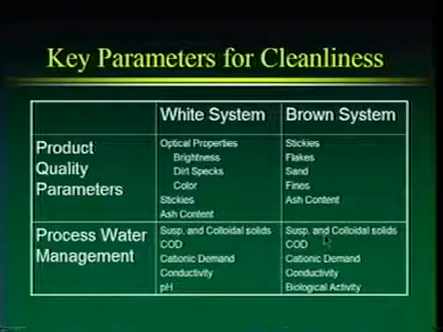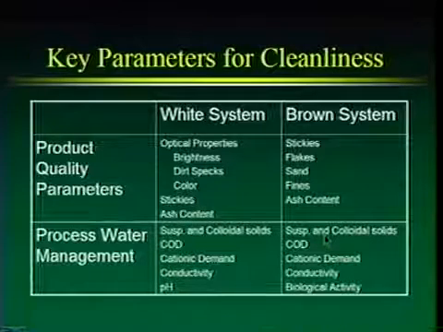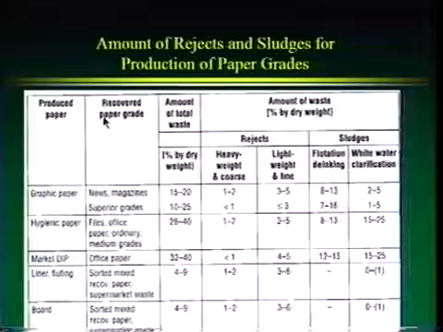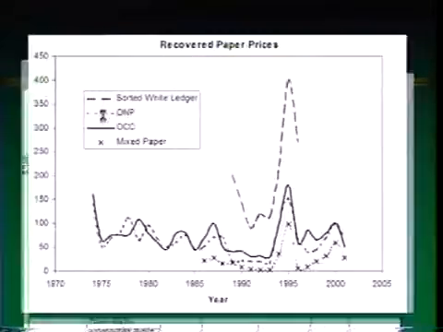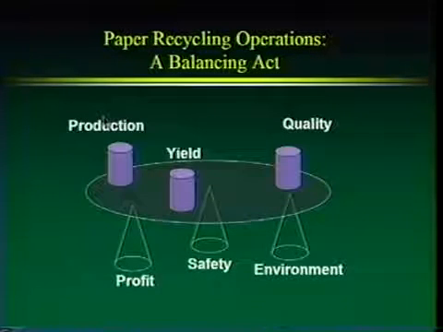Now for brown systems, some of the same items. Suspended and colloidal solids are important, COD, cationic demand, conductivity, and biological activity is also important. Okay, I'm just kind of trying to go over some topics on this. So we talked about quality. What are the quality issues? And we just mentioned they're different for white and brown grades. And now let me mention yield.